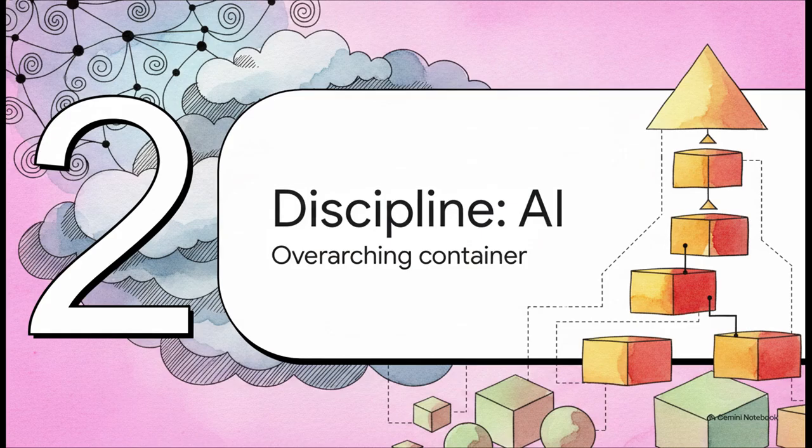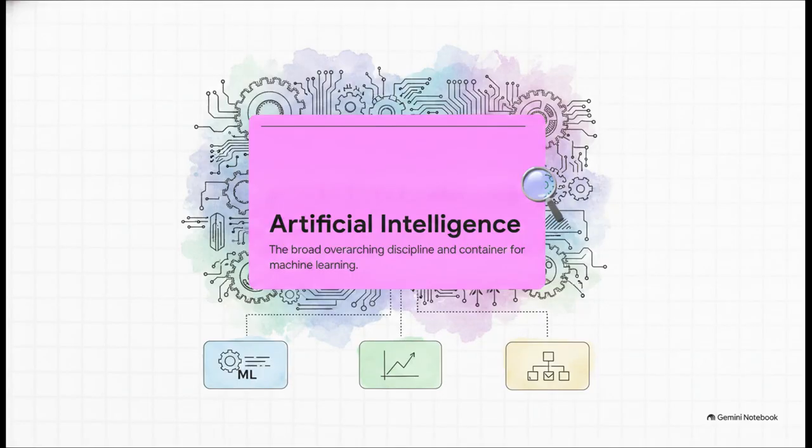Section 2. The overarching discipline. AI. So at the very top, we have artificial intelligence. AI is simply the broad, overarching macro discipline. Just think of it as a massive container. Much like how you might categorize networking or security as these giant parent disciplines within your IT department, well, AI serves as the ultimate parent container for everything else we're going to talk about today.